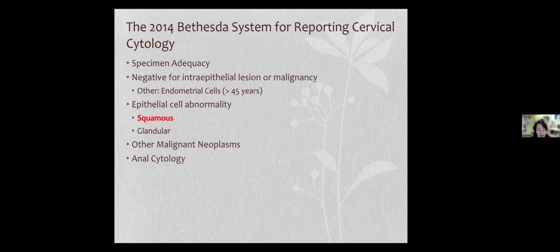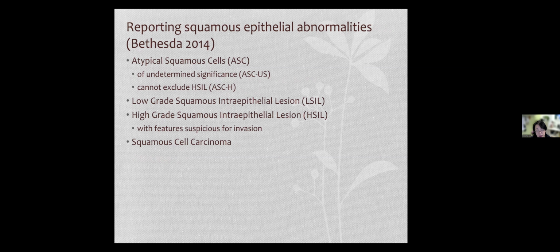So again, this is the Bethesda system. It covers different things: adequacy, and also endometrial cells if the patient is older than 45. Then there is epithelial abnormality, divided into squamous and glandular. I'm just going to focus on squamous lesions. This is the reporting scheme: you get normal, ASCUS, low-grade SIL, high-grade SIL, and squamous cell carcinoma.